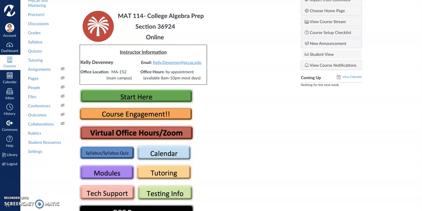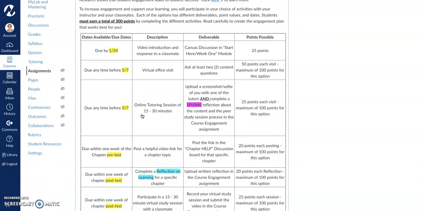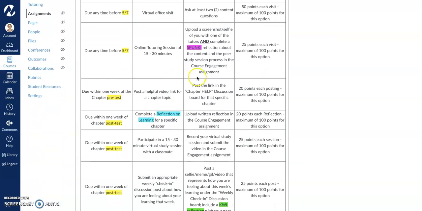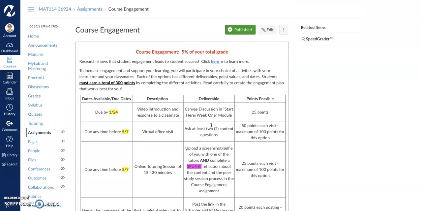For my course engagement submissions, I've created a course engagement button that links to a course engagement assignment. The students will be able to see all the different activities that will earn them points and what they need to do in order to get those points. They can submit multiple times, so they'll have a submit button up here. They'll submit the documents that they need in order to get their points, whether that's a selfie or a reflection.